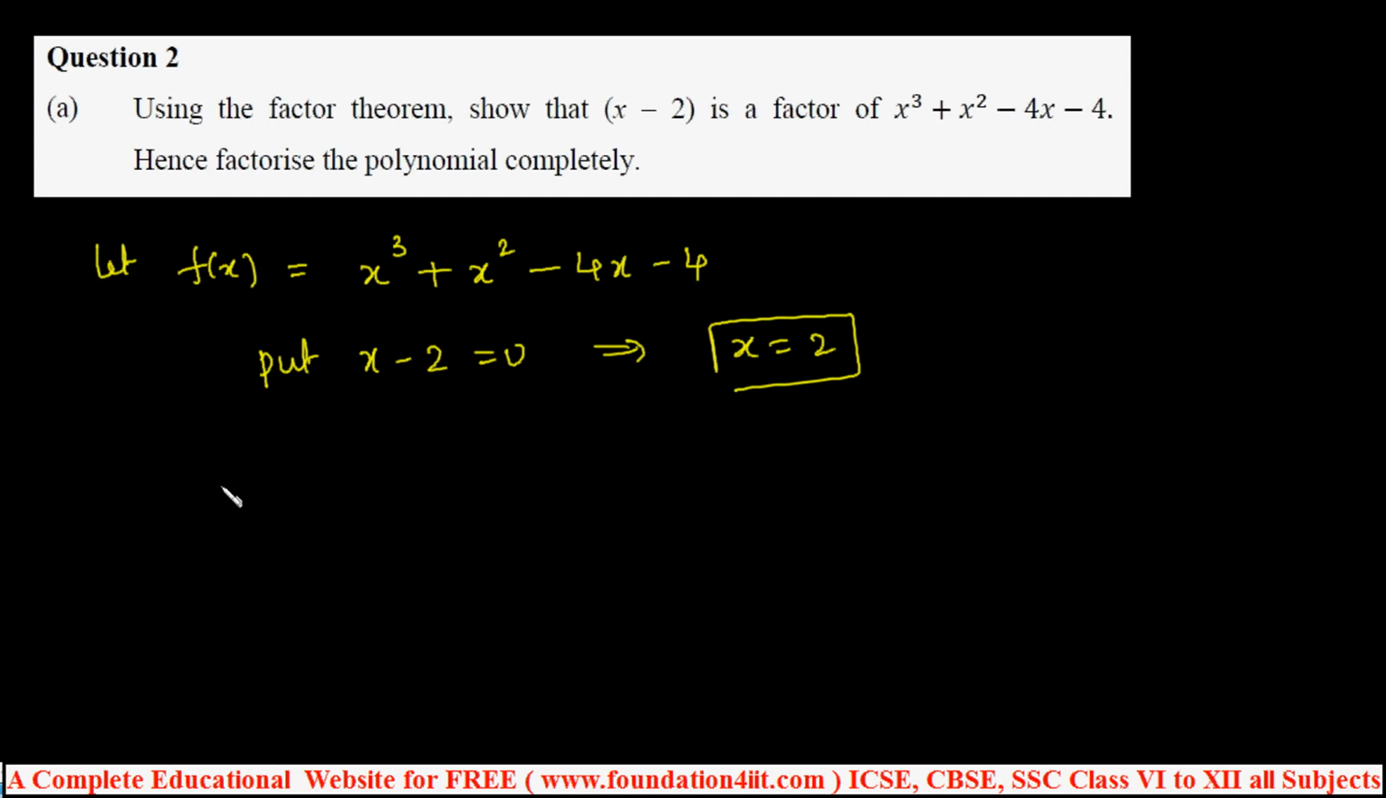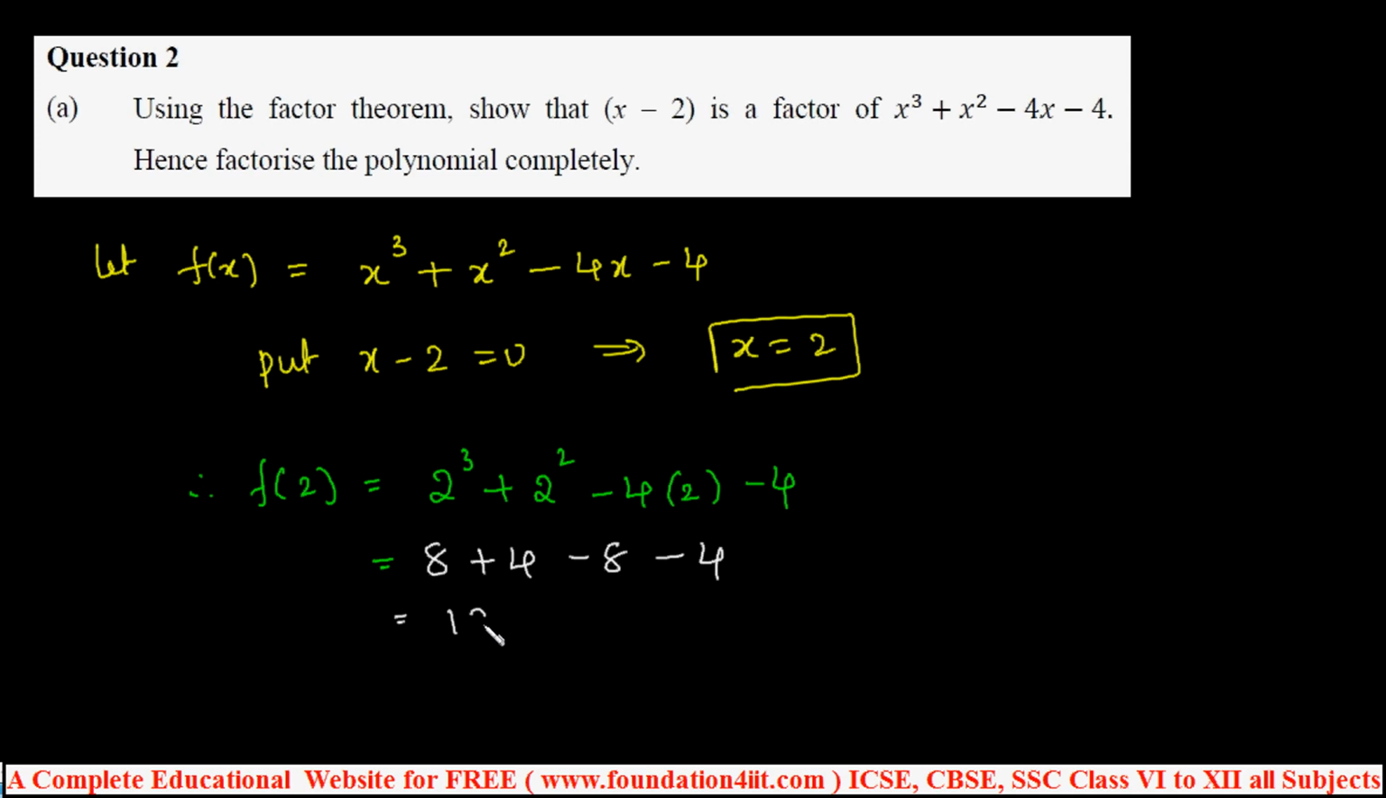Therefore f of 2: in the place of x we substitute 2 cube plus 2 square minus 4 into 2 minus 4. This we can simplify. 2 power 3 is 8, plus 2 square is 4, minus 4 into 2 is 8, minus 4. So 12 minus 8 minus 4 is 0. So we got 0. Therefore the remainder is equal to f of 2, which is equal to 0.